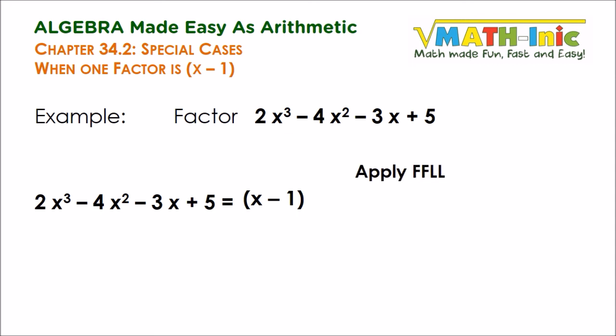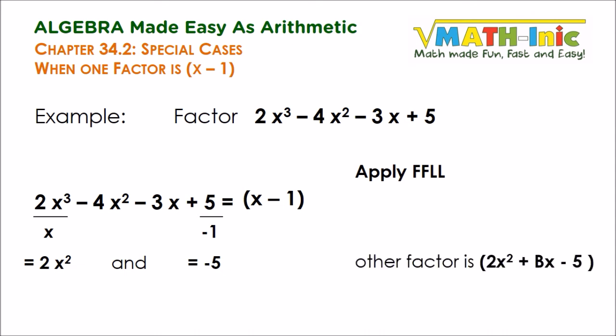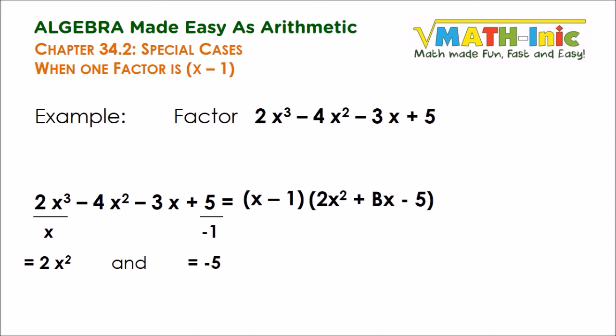Again, we can apply the first by the first and the last by the last. We can divide 2x cubed by x and 5 by negative 1. 2x cubed divided by x is 2x squared, and 5 divided by negative 1 is negative 5. So the other factor would be 2x squared plus bx minus 5. Now we don't know what b is again. But remember, we know how to divide by 9, and that's the same as dividing by x minus 1.